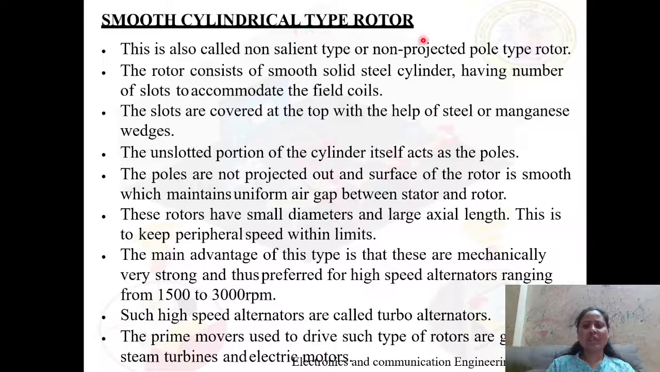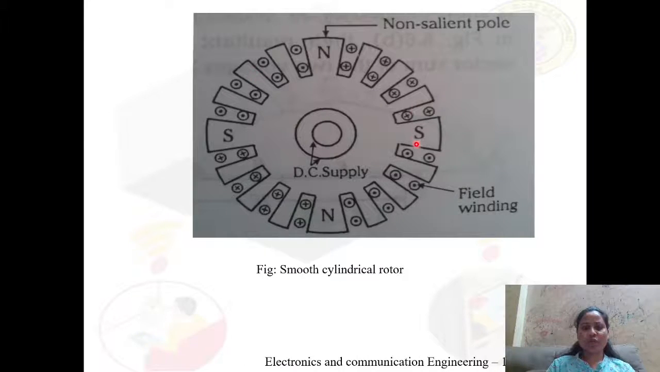Next is the smooth cylindrical type rotor. This is what the smooth cylindrical type rotor looks like. We can observe it is cylindrical in shape, and it also has slots on the periphery. The unslotted portion will act as a pole here. You can observe this portion is unslotted, this portion is unslotted, this portion is unslotted, and also this portion is unslotted. So they are acting as poles, and in the slots we have placed the conductors. Whatever we can observe here is nothing but conductors.